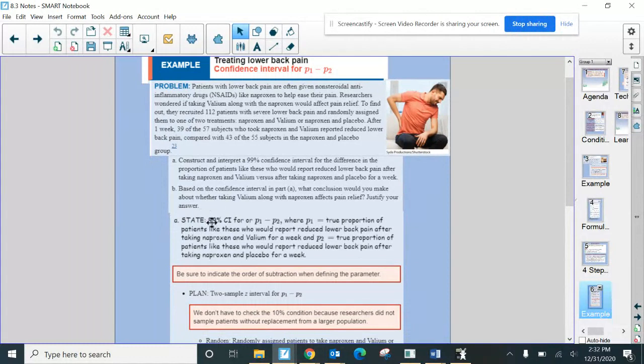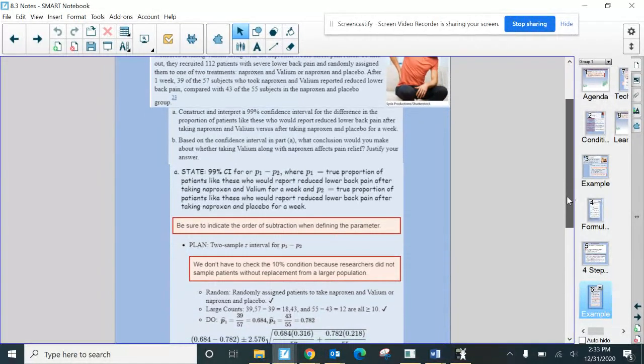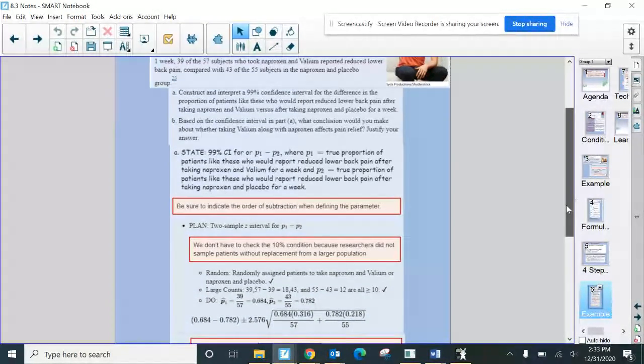State: 99% confidence interval for our P1 minus P2, where P1 is the true proportion of patients like those who would report reduced lower back pain after taking naproxen and Valium for 1 week, and P sub 2 is the true proportion of patients like those who would report reduced lower back pain after taking naproxen and placebo for 1 week. So we need to make sure that we are including not just that it's subtraction in the order, but what each of those things represent. Plan: we're going to do a 2-sample Z interval for our P1 minus P2. Because it's an experiment, we do not need to check the 10% condition.